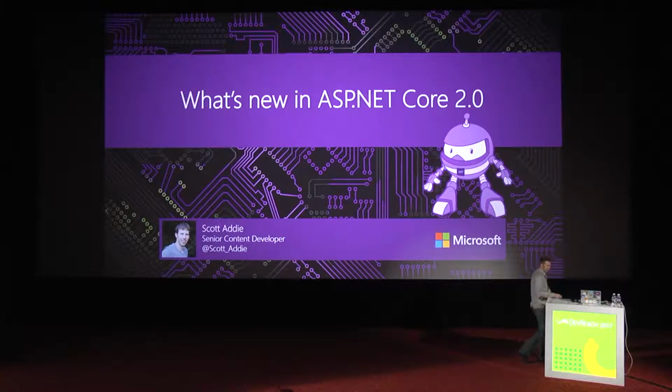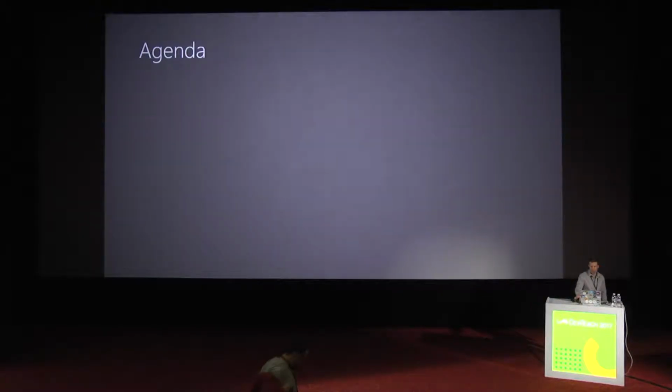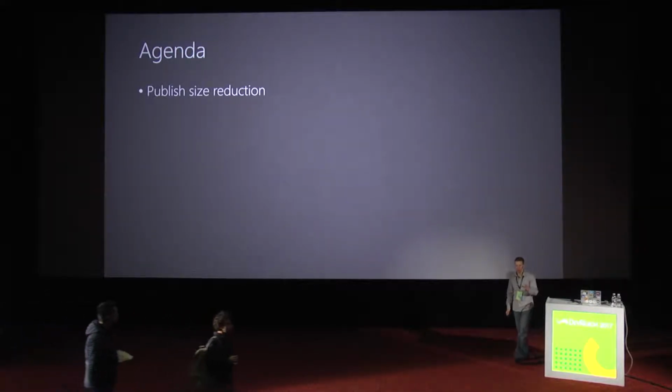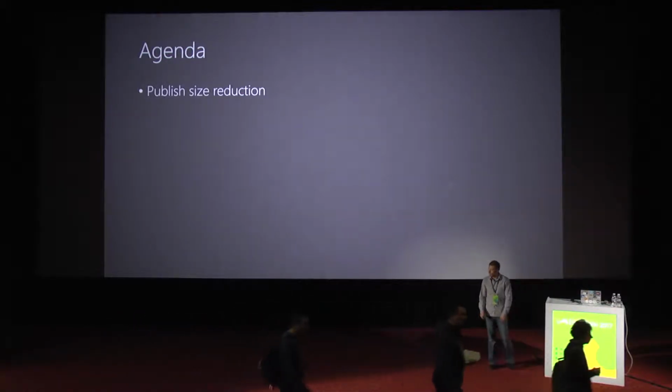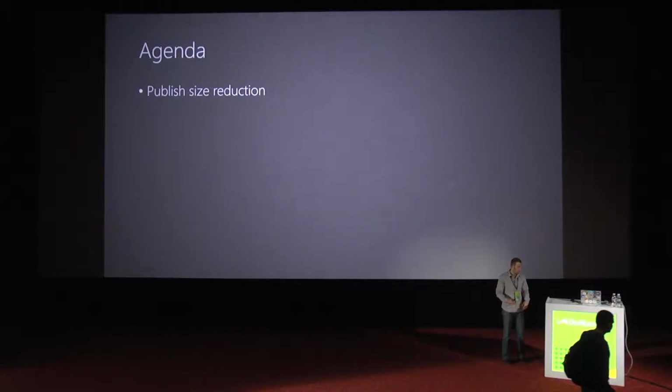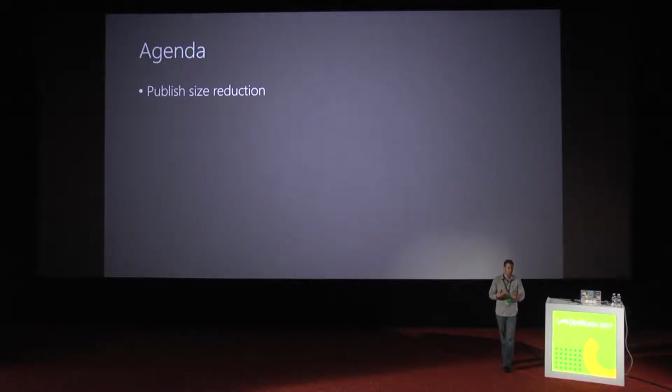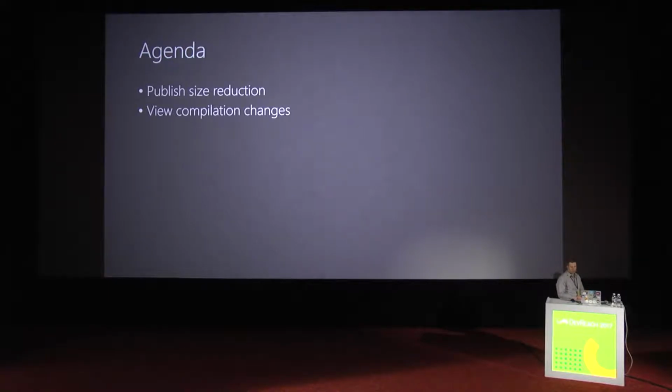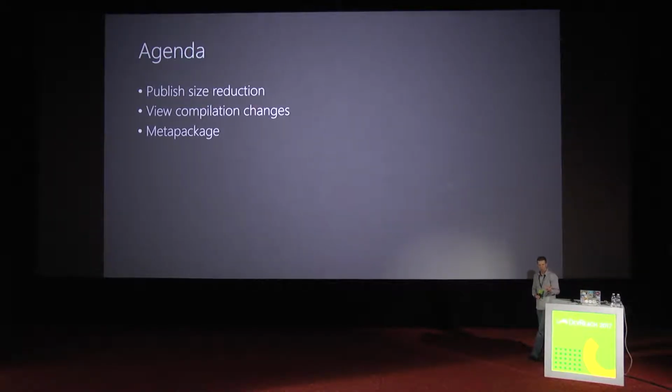So let's start off with the agenda, so you know what to expect out of this talk. What I first want to focus on is actually one of the biggest areas of change in 2.0, which is publish size reduction. The size of the bundle that you need to deploy to your server in 2.0. That's really what that's getting at. From there, we're going to take a look at view compilation changes. And specifically, this is Razor views we're talking about here. And from there, we'll dive into a new feature in the .NET Core 2.0 SDK called the Metapackage. You'll learn what that really means in a bit.